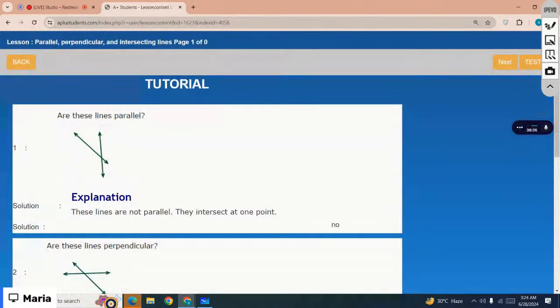Are these lines parallel? The correct option is no. Parallel lines never intersect, right?